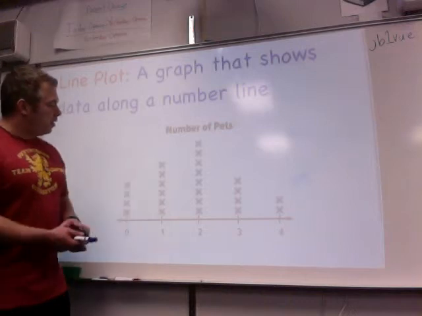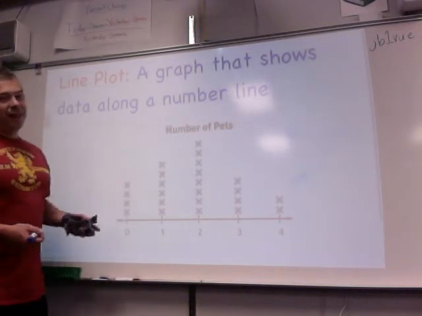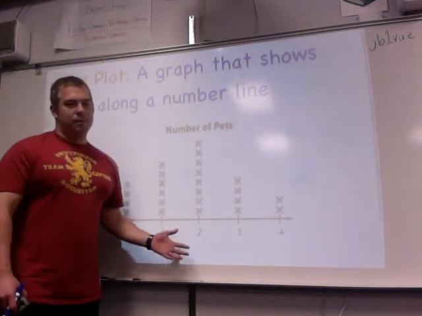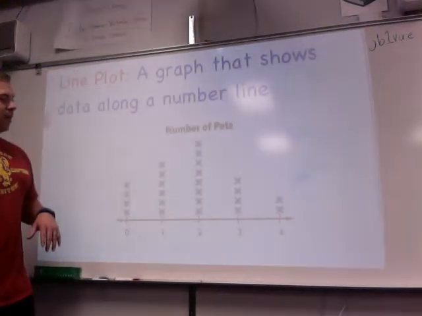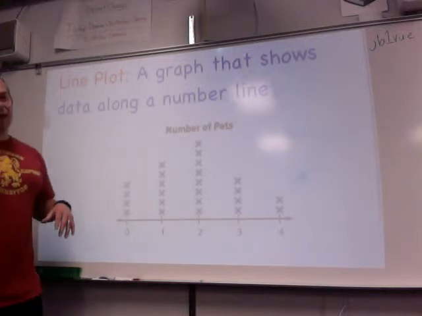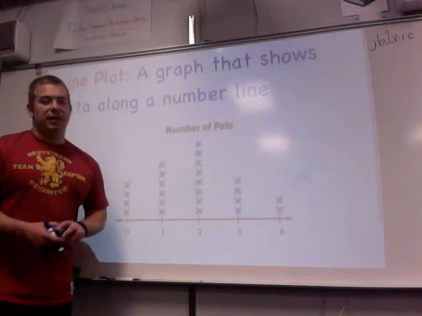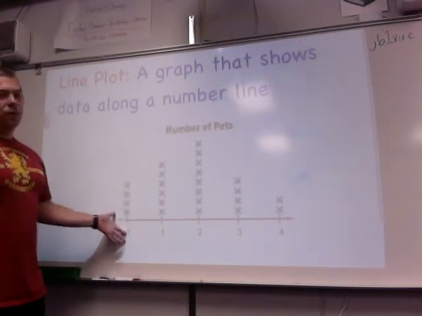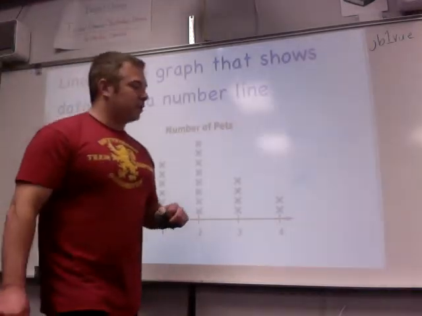All right, so I can analyze this a little bit right now off the top of my head. I could already tell that the mode would be 2 because that number occurs the most often. But we could find the mean, median, mode, quartile 1, quartile 3, interquartile range. We're not going to do that with this one. I'm just more or less showing you what a line plot or dot plot looks like.